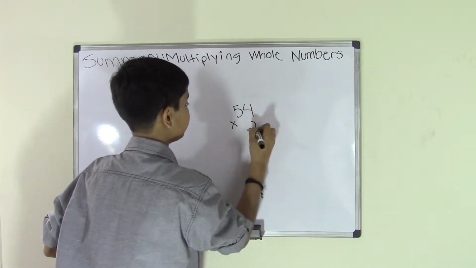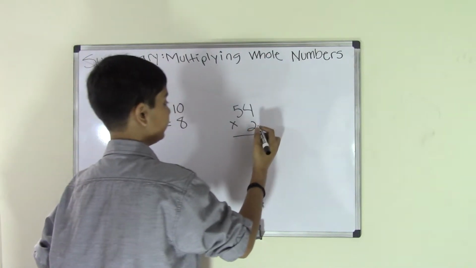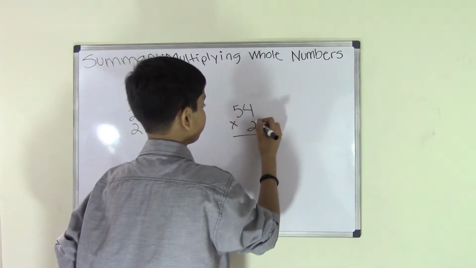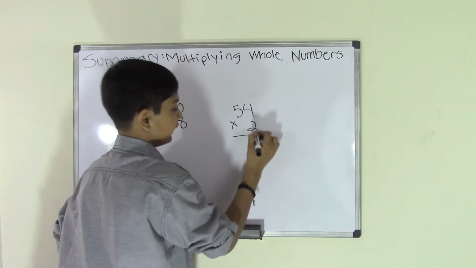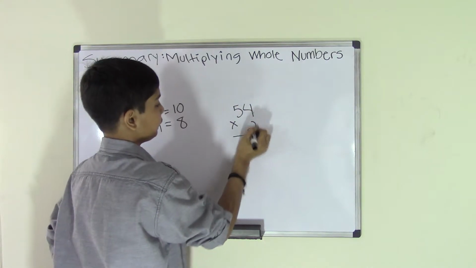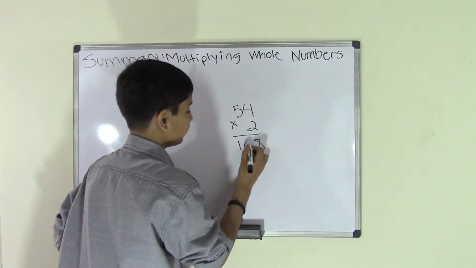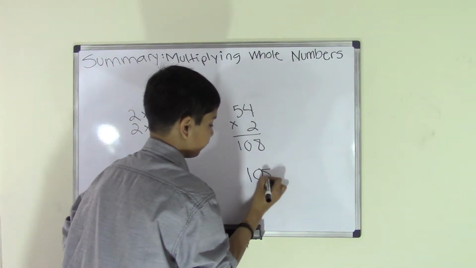54 times 2 and you need to do this? Now it gets a little trickier because now we're doing a bigger number times a smaller number. So all we need to do here is 2 times 4 is 8, and now we move on to the second number, the 5. So 2 times 5 is 10 and we get a product of 108.